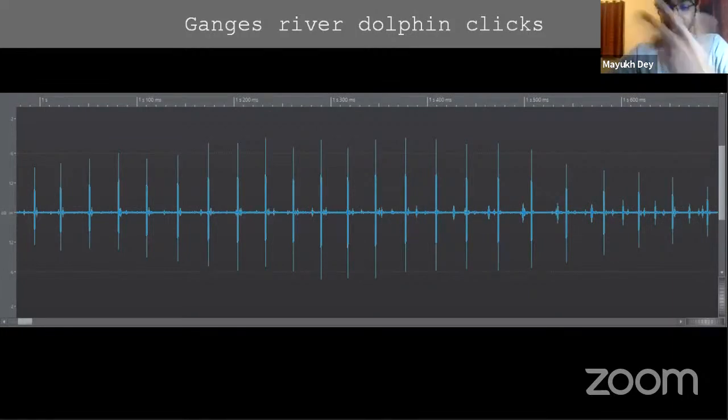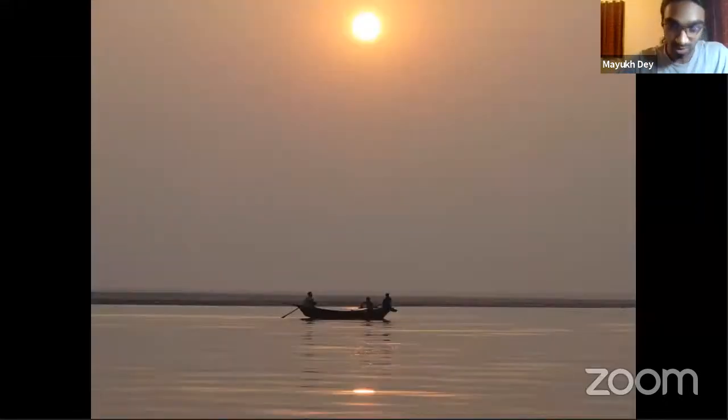But remember how I told you that I wanted to take you through the ears of a river dolphin, so to say. So this is what the river sounds like.